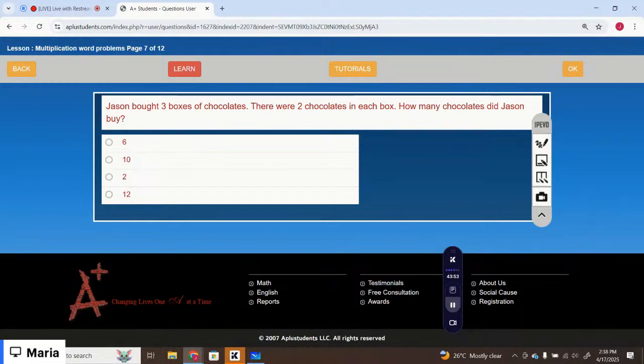Jason bought 3 boxes of chocolate. There were two chocolates in each box. How many chocolates did Jason buy? So, which is the correct option? That is 2 times 3 equals 6. Option number 1 is the correct option.